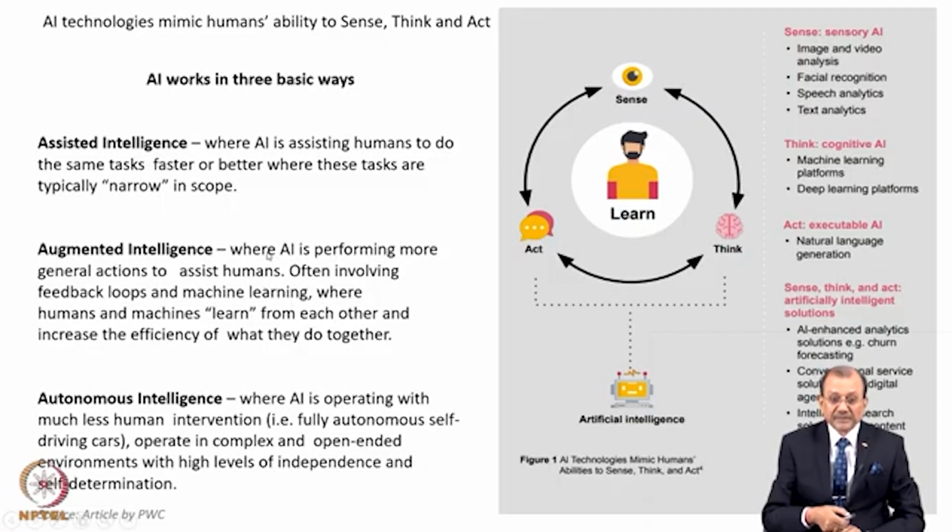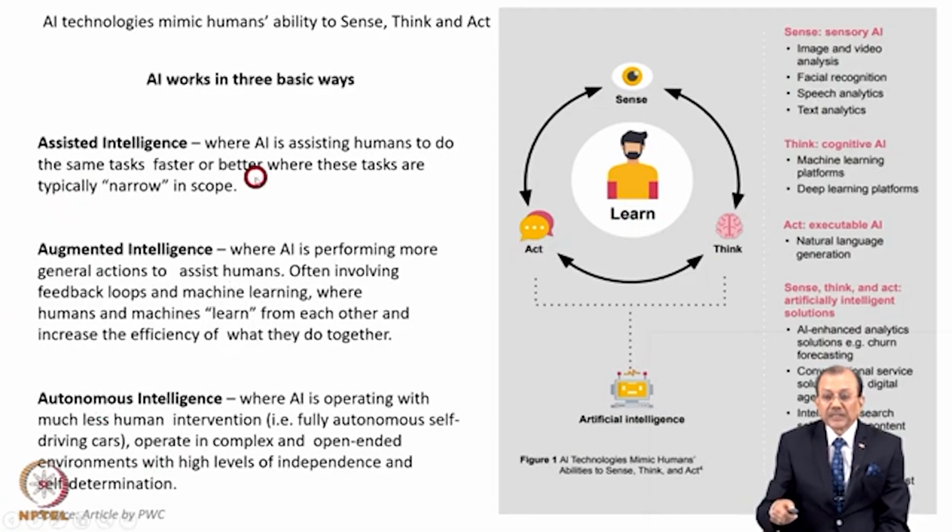Then there is autonomous intelligence, which we will also learn about today with some examples of computer vision and visual AI. Autonomous intelligence is where AI operates with much less human intervention, guiding the human worker and also taking action, whatever is appropriate at that time. So AI has primarily an assisted role, an augmented role, and an autonomous role.